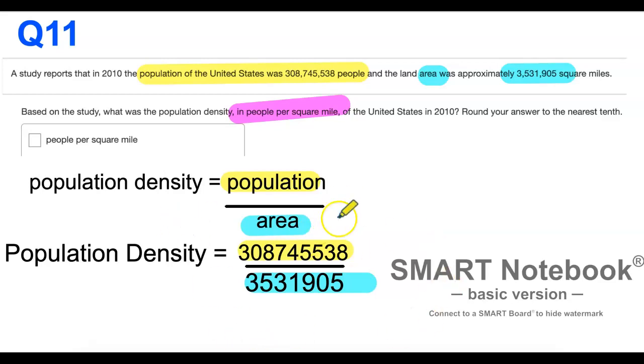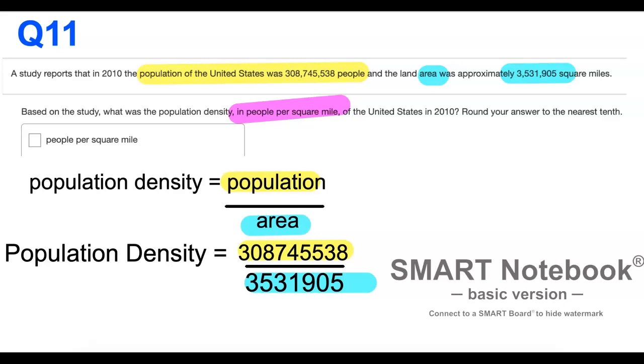Now notice I didn't write any commas in here when I was substituting my values in. Desmos does not like when you enter commas, so if you put the commas in these numbers, it will give you an error. So you're going to take this, type it in Desmos, and then round your answer to the nearest tenth. Remember, nearest tenth is one digit after the decimal point.